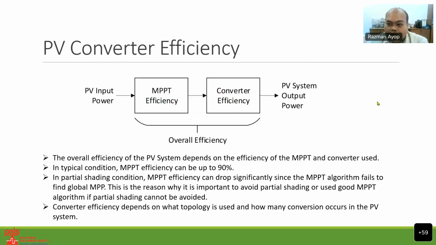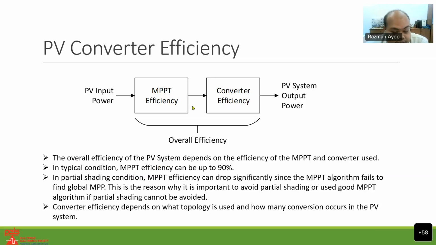Okay, I also would like to show you the PV converter efficiency. You can see here, this is the PV input power, and this is the output to the system. So you have MPPT efficiency and converter efficiency. MPPT efficiency is the ability of the algorithm to get the optimum power, and the converter efficiency is the efficiency of the power converter itself. Overall, the efficiency of the PV system depends on the MPPT and the converter used.